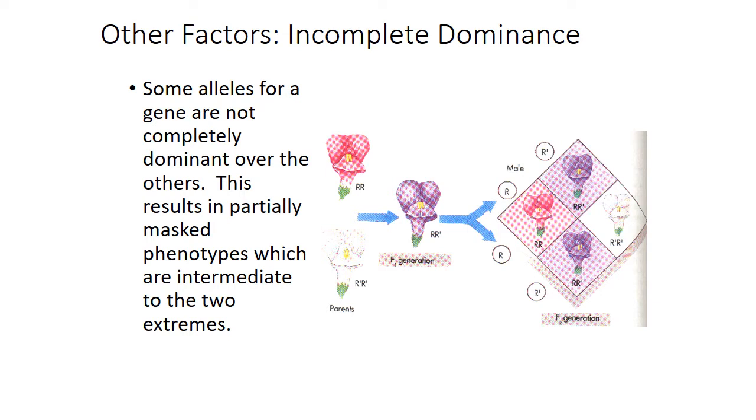And this says that some alleles for a gene are not completely expressed, so are not completely dominant over the others. And this creates a partially masked phenotype. And this means that we get an intermediate phenotype. So here, for example, we have a red and a white, and they're going to make a purple child.